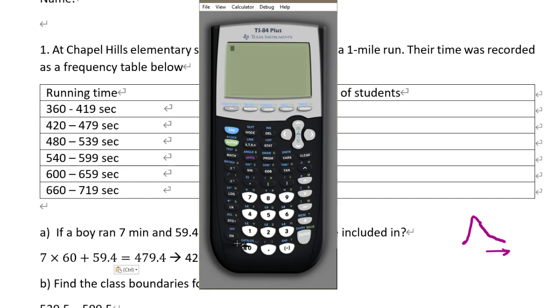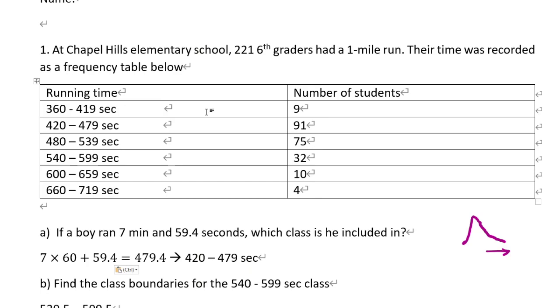Let me turn it on. 360 plus 419, and then divide this by 2, and that's going to be 389.5. So that's 389.5 is the midpoint.